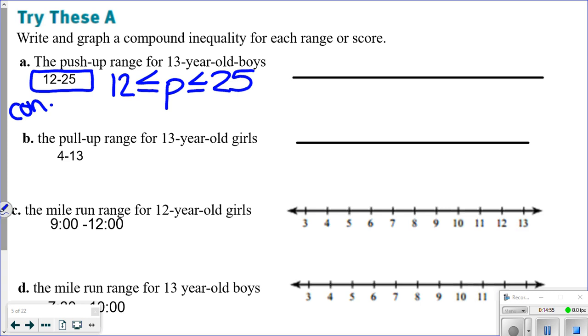Now, you have to draw your own number line. So we would go from 12 all the way up to 25. And I'm not going to be extremely specific or accurate here. But how would we graph this? We would need to make sure that we have whole number dots. So points at 12, 13, all the way up to 25. And we can stop.